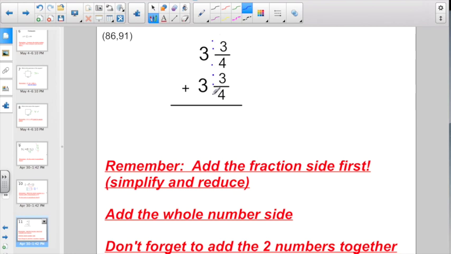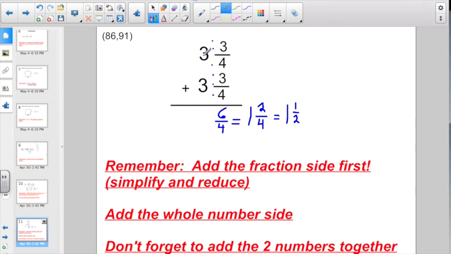Start off with the fraction side. 3/4 plus 3/4. Well, that's just going to give us 6/4. That's not too tough so far, but you've got to remember to simplify and reduce. 6/4 is really going to be 1 2/4. If I divide 4 into 6 one time, there'd be 2 left over, but I'm still not done because now I can reduce it, right? So 1 2/4, if you reduce it down, is 1 1/2.